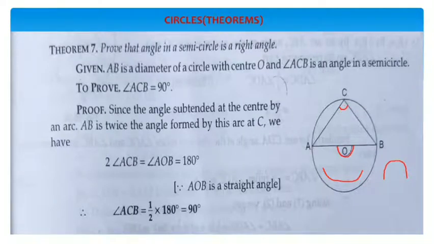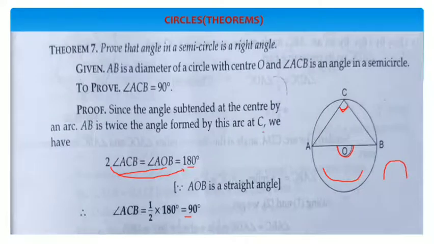So we can write angle AOB is twice of angle ACB. This we have written. Now we can easily see this angle AOB is 180 degree because it is a straight line. So in place of angle AOB we can write 180 degree. So we obtain twice of angle ACB equal to 180 degree. If this 2 goes down, angle ACB will be 90 degree. So this angle will be of 90 degree.